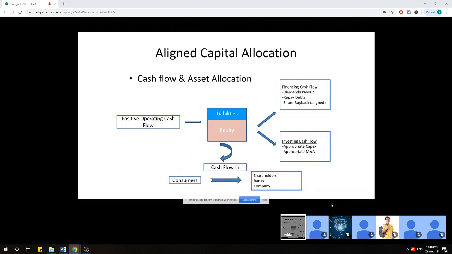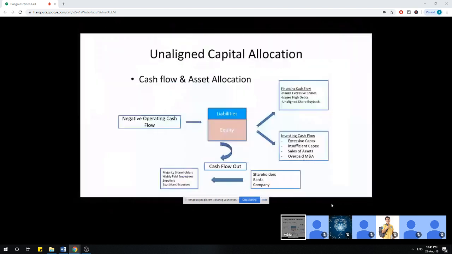So this is the ideal capital allocation. It's not saying that a company not following this is bad, but it's the ideal. A company with ideal capital allocation usually generates operating cash flow, and then invests in appropriate capex and or appropriate M&A. Then they issue dividend payouts, pay down debt, and also buy back shares at a reasonable share price, not an overvalued one. The cash flow in is from consumers, meaning the revenue generated from outside, and cash flow out goes back to the shareholders, banks, and company.